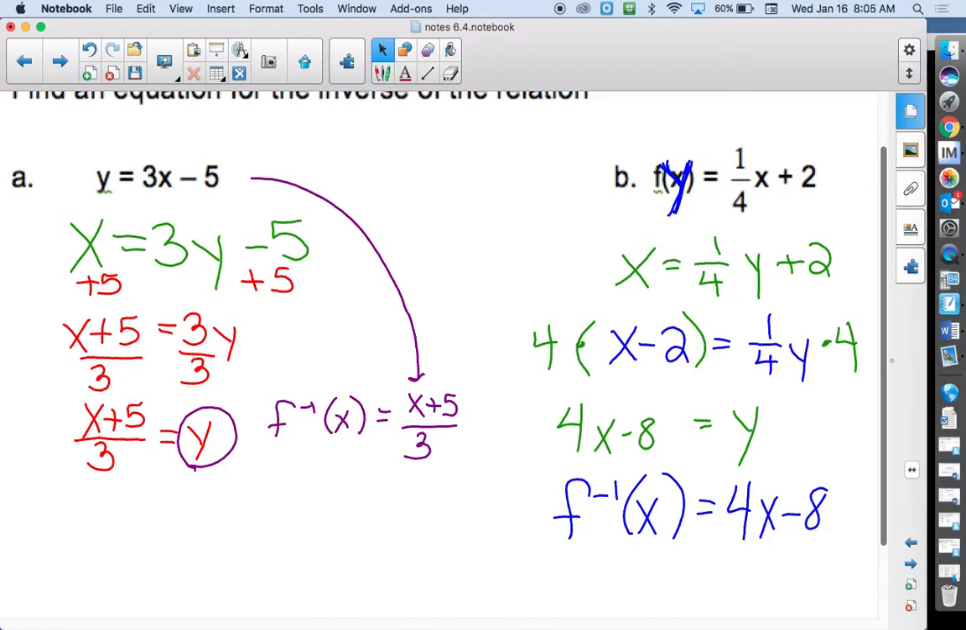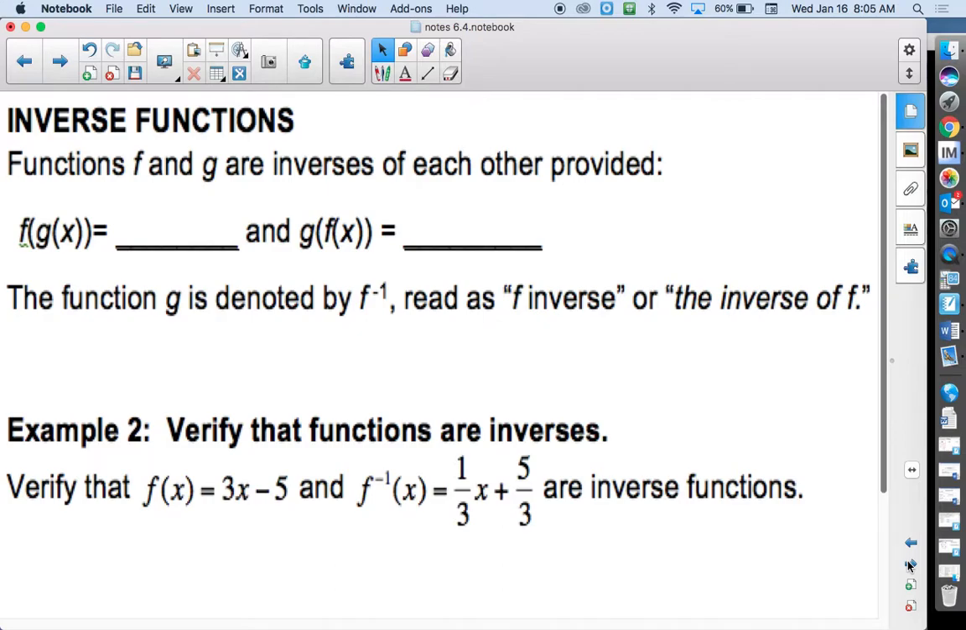So that's the process of finding an inverse. As long as you remember you got to switch x and y, get y by itself, you have found the inverse. So these two functions are inverses of each other. So the next thing that we're going to talk about is how we can go about showing that they are in fact inverses of each other if we don't initially find it.